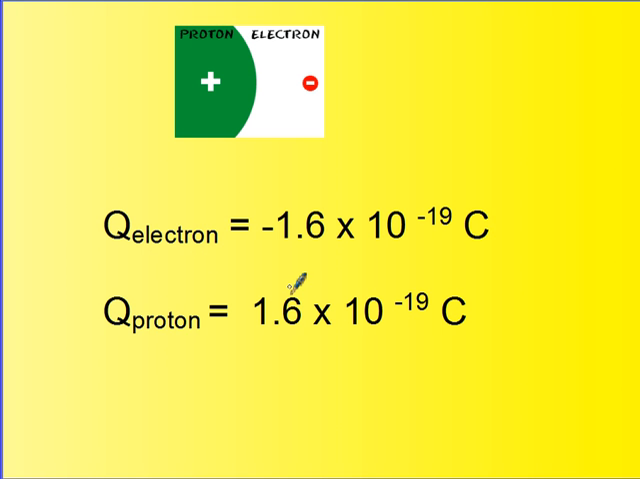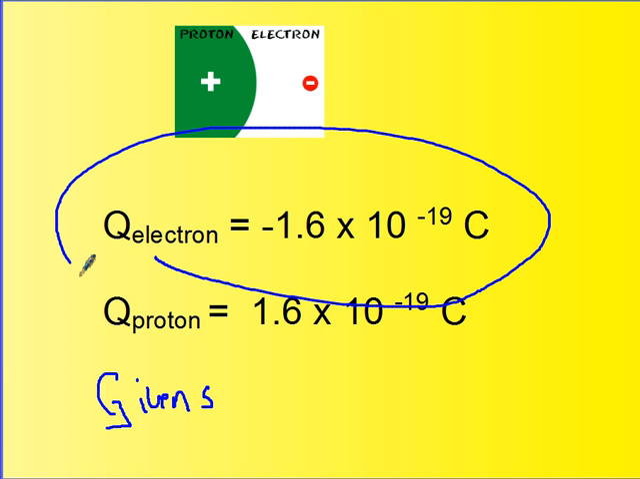Here's the charge on an electron: negative 1.6 times 10 to the negative 19 coulombs. And the charge on a proton is 1.6 times 10 to the negative 19 coulombs. These are givens, all right? So if I say electron, you know the charge is negative 1.6. That negative sign just means it's an electron and negatively charged, while a proton is positive. Electrons and protons have the same charge, they're just different signs.